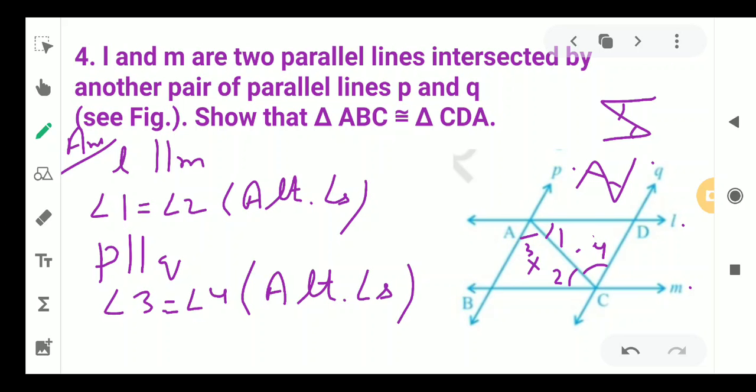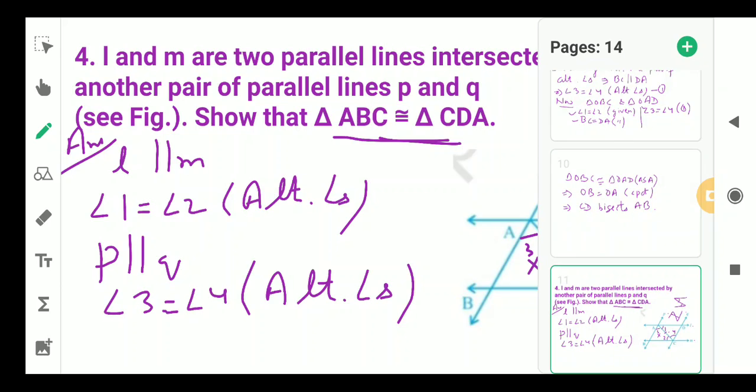Now in this, AC is common. So in the two triangles we have seen two pairs of angles are equal: angle 1 equals angle 2, angle 3 equals angle 4, and this AC is common to both the triangles. So by using the angle side angle criterion, we can prove these two triangles congruent. So triangle ABC and CDA. Let me write it.